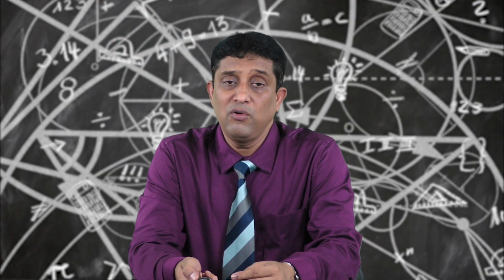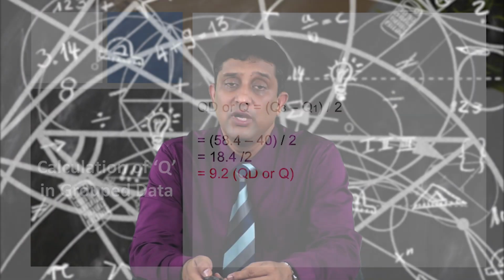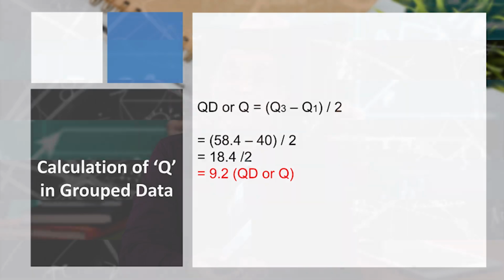So friends, now you have the first quartile and the third quartile. As per the formula, this is (Q3 minus Q1) by 2. Q3 is 58.4 and Q1 is 40. So 58.4 minus 40, that is 18.4, divided by 2 is equal to 9.2. So friends, quartile deviation or Q is 9.2 here.